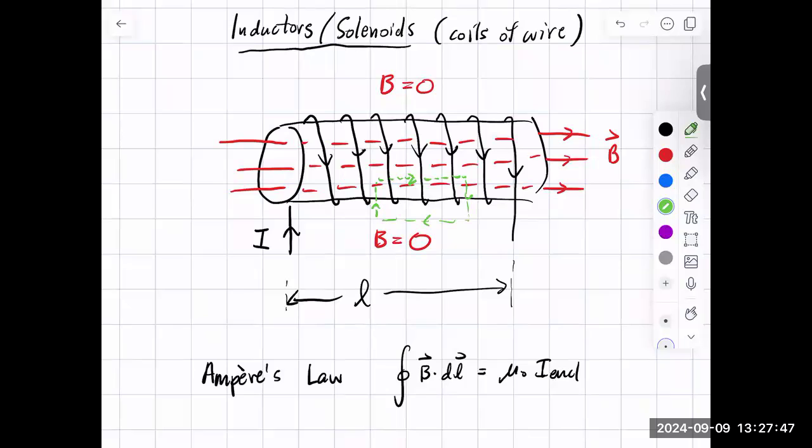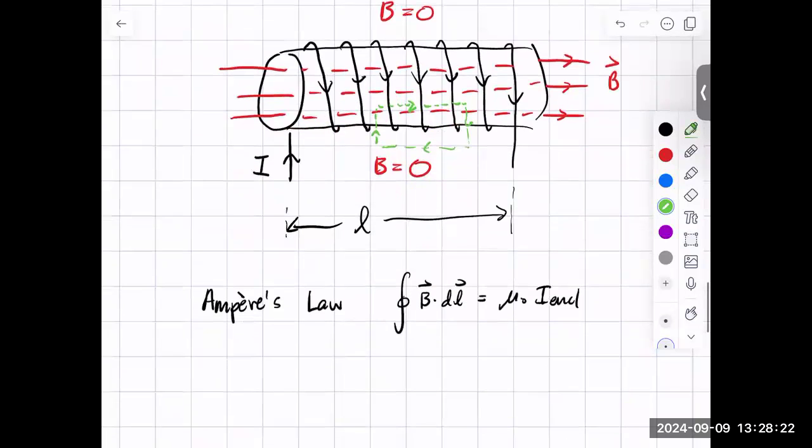Here, on these side edges, B is either 0 or it's perpendicular to the direction dl that we're moving. And what happens when you take the dot product of perpendicular vectors? 0. So these three sides contribute nothing to this integral. It's only this inside piece, and so we would have B times whatever this length is. So B times L is going to be equal to mu naught times I enclosed.